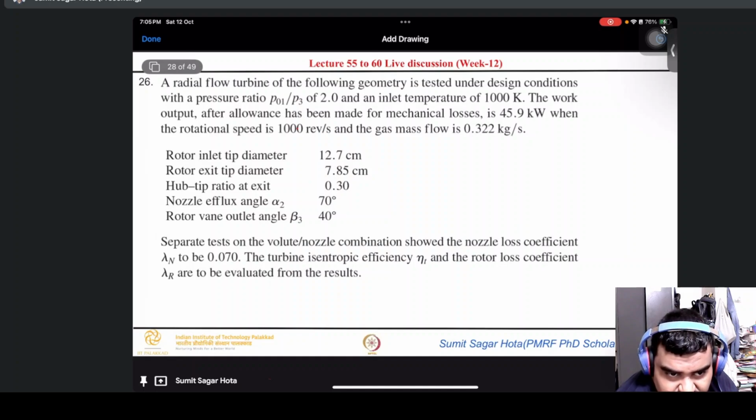hub tip ratio at exit is 0.3, nozzle efflux angle phi 2 is 70 degree, rotor vane outlet angle beta 3 is 40 degree. Separate test on the volute or nozzle combination showed the nozzle loss coefficient lambda n to be 0.07. The turbine isentropic efficiency and rotor loss coefficient lambda r to be evaluated from the results.